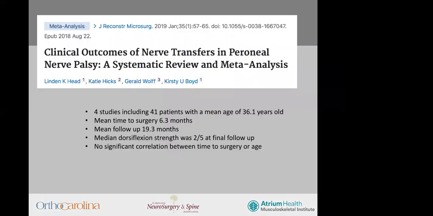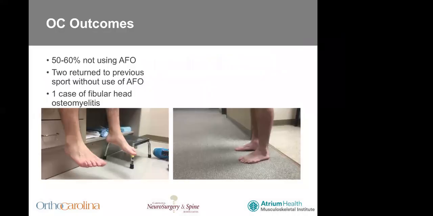A recent systematic review of clinical outcomes following nerve transfer for peroneal nerve palsy was recently done. It looked at only 4 studies, including 41 patients with a mean age of 36.1 years. Mean time to surgery was 6.3 months, and mean follow-up was 19.3 months. They found that median dorsiflexion strength in this patient cohort was about 2 out of 5 at final follow-up, but they didn't find any significant correlation between time to surgery or age of the patient at surgery.